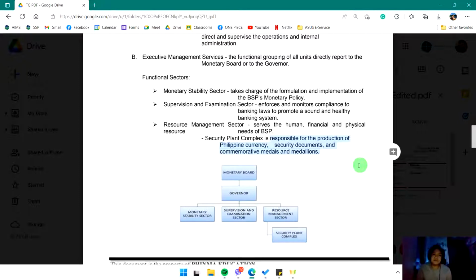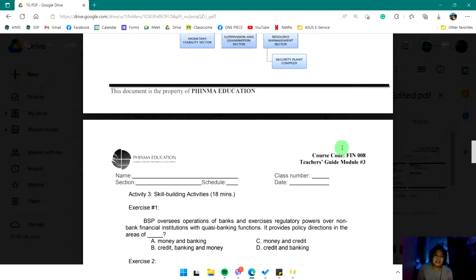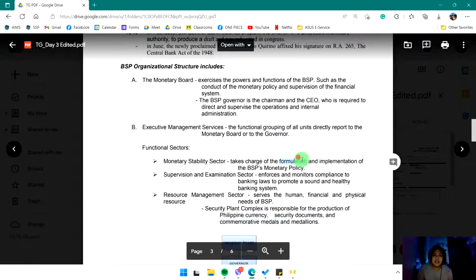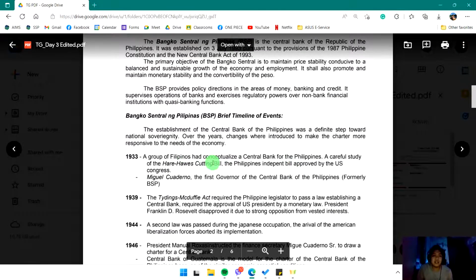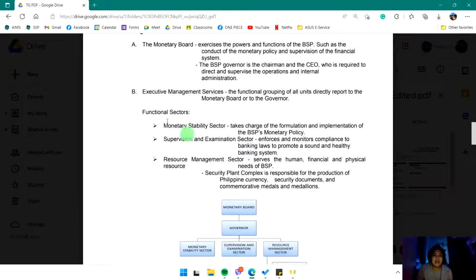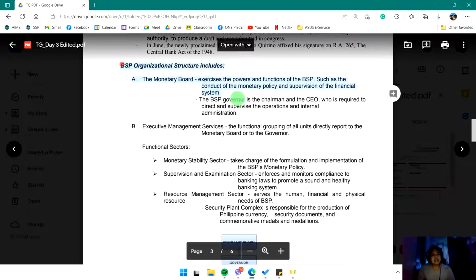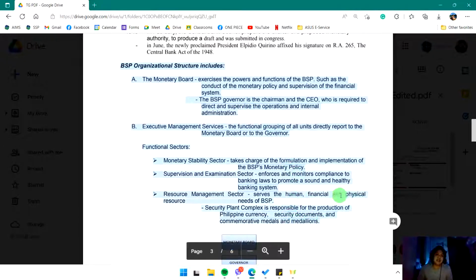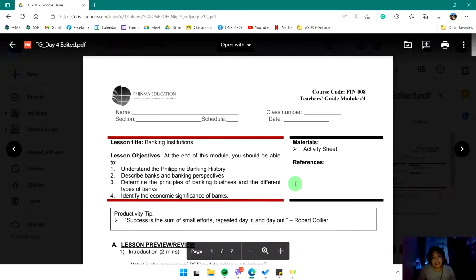So yun, I think that's it for this module, and very straightforward din naman siya, madali. Again, history, you can read it on your own, pero I would like to give emphasis here on the org structure of BSP. Now, let's move forward with the banking institutions.